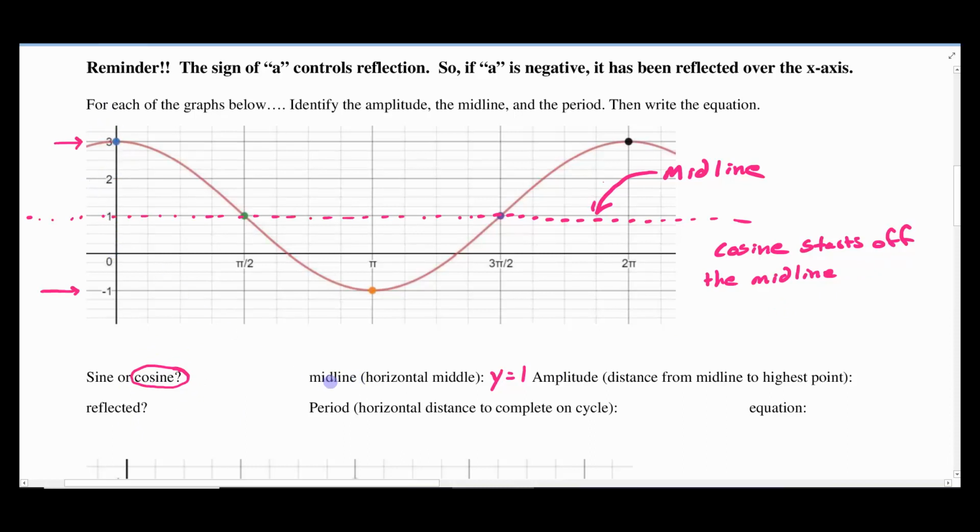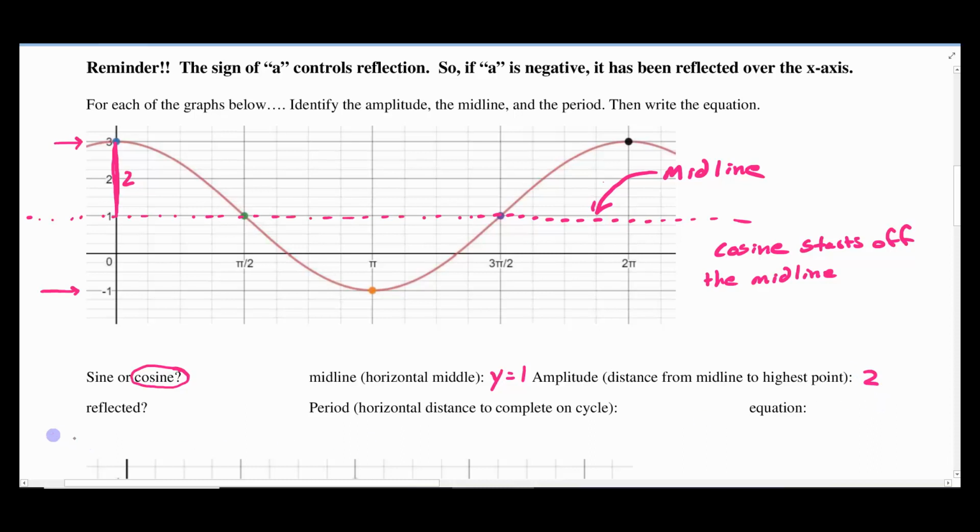All right, so now we have the midline. We know it's a cosine function. Well, let's find the amplitude. The amplitude is the distance from the midline to the highest point. Right, so here's my midline, and if I go straight up to the highest point from the midline, this distance right here that I just drew in, that is the amplitude. So that is a distance of 1, 2, right? And the amplitude is always going to be a positive value. You don't have to worry about it being negative, since the amplitude is the measure of a distance, right? Distance is never going to be negative, so this is a positive 2.